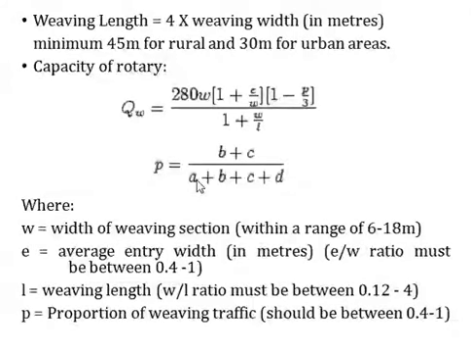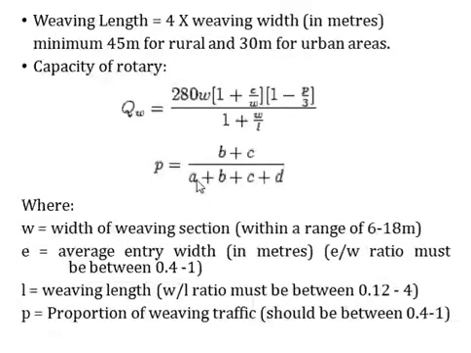Now we'll calculate the capacity of the rotary. Capacity of the rotary can be determined by the formula 280W(1 + E/W)(1 - P/3) / (1 + W/L). Here W stands for width of weaving section. The IRC recommends the width of weaving section must be in the range of 6 to 18 meters.